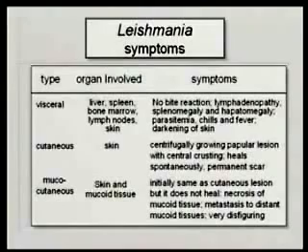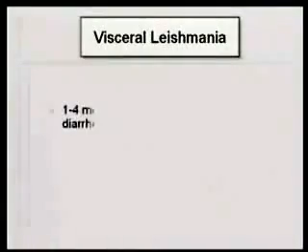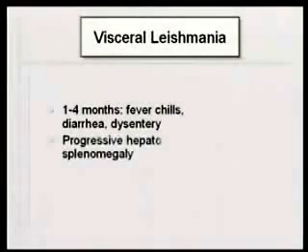Mucocutaneous starts with a cutaneous lesion, but it spreads into mucoid tissues. Okay, the skin and mucoid tissue are the target, initially the same as cutaneous leishmaniasis, but it does not heal, and necrosis of mucoid tissue occurs, and the organism metastasizes to distant mucoid tissues, and it is very, very disfiguring. I think I've got some pictures of that. If I have hidden them, I'll get to them in the break, and we'll go over that.